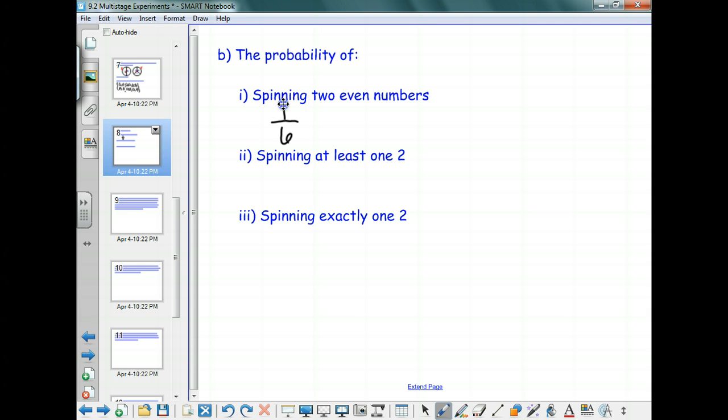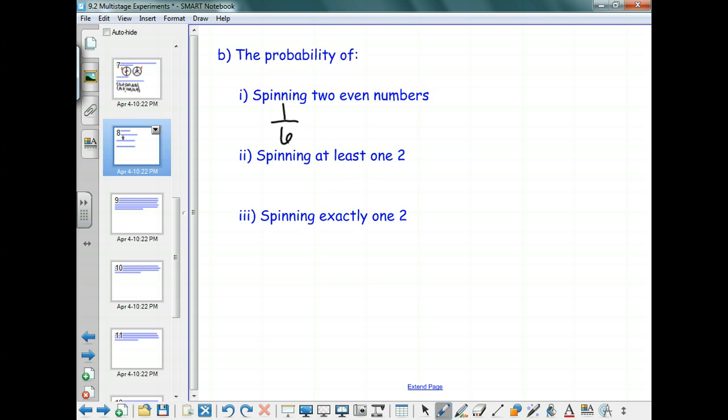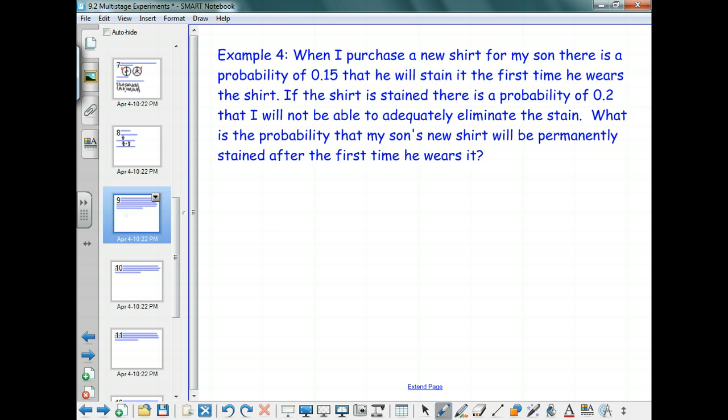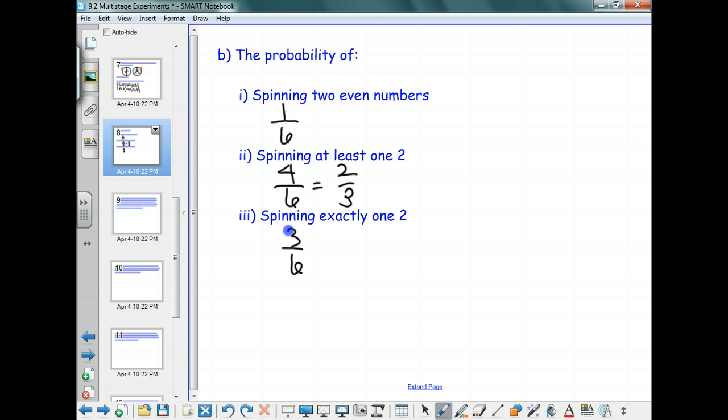How about getting at least 1, 2? Okay, so what was it before you reduced? There are 4 of those on there, 6 total. So you've got a 2/3 chance of getting at least 1, 2. What about getting, oops, I'm sorry. What about getting exactly 1, 2? 3/6, which is 1/2. Okay?